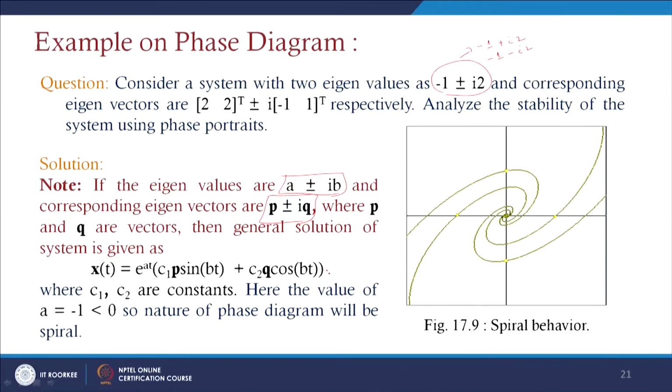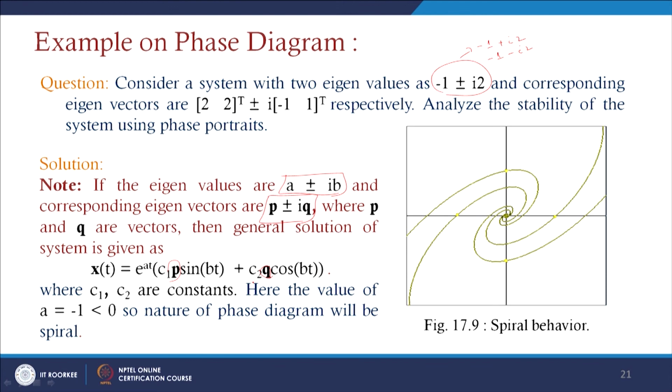these solutions. And obviously c1 and c2 are constants, and if you see here, the root is coming in the form of a plus or minus i beta. So that is why it is written as e to the power a t [c1 p sin b t and c2 q cos b t] here, and these eigenvectors are associated as p and q.